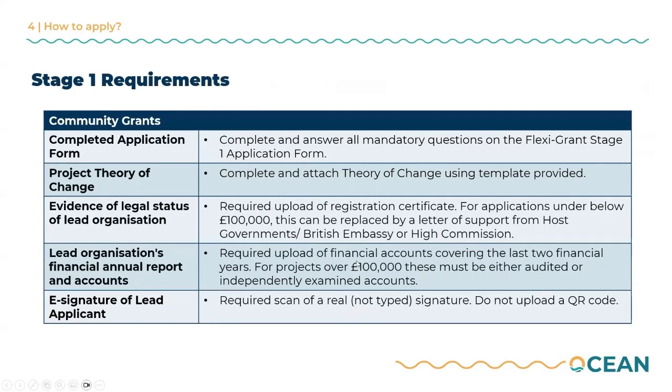So for stage 1 requirements, you'd need a completed application form, a complete theory of change using the template provided, evidence of legal status of the organisation. For applications for funds below £100,000, this can be replaced by a letter of support from the host government or British Embassy.